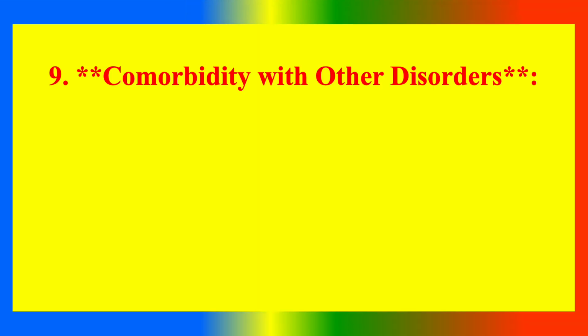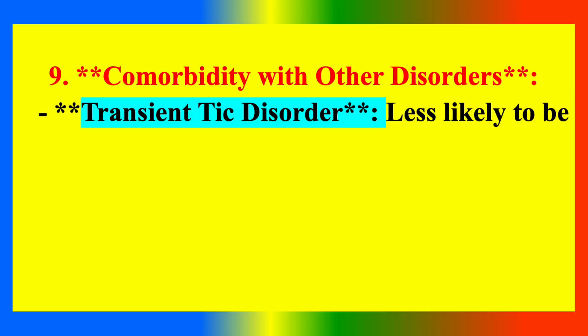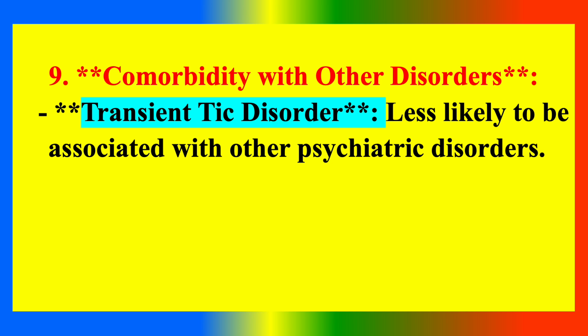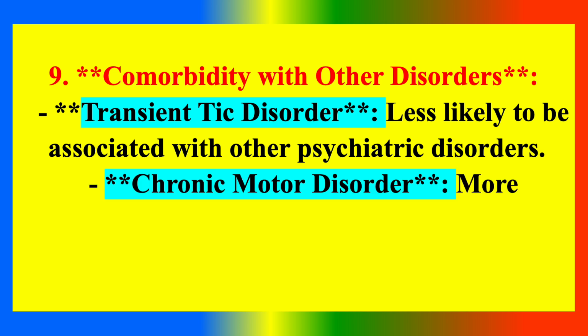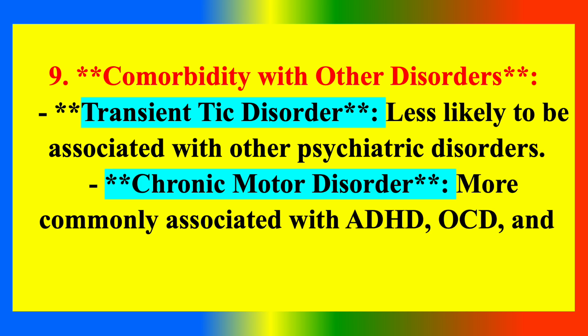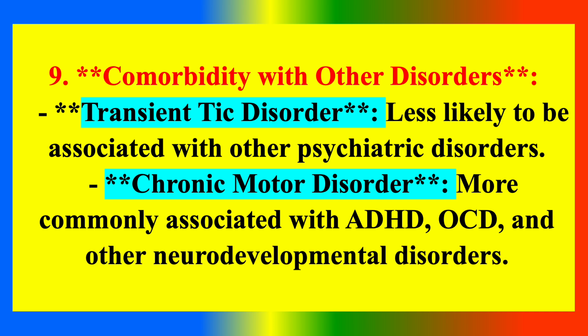9. Comorbidity with other disorders. Transient tic disorder is less likely to be associated with other psychiatric disorders. Chronic motor disorder is more commonly associated with ADHD, OCD, and other neurodevelopmental disorders.